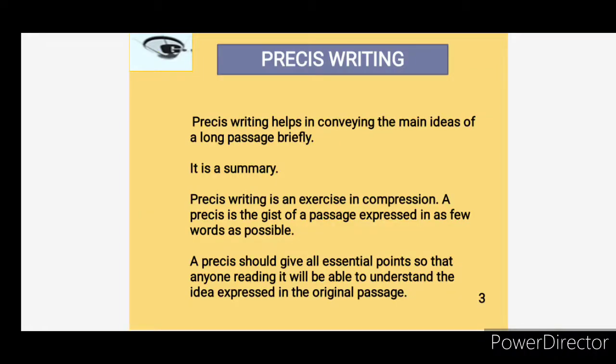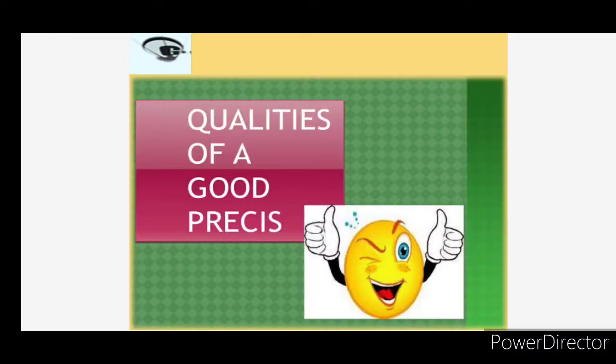Now, Precis writing helps in conveying the main ideas of a long passage briefly, as I said, the gist. So you can call it a summary. Precis writing is an exercise in compression. A precis is the gist of a passage expressed in as few words as possible. A precis should give all essential points so that anyone reading it will be able to understand the idea expressed in the original passage. I mean, the idea contained in the passage needs to be clear while going through the Precis writing. Now, let's have a look at the qualities of a good Precis.